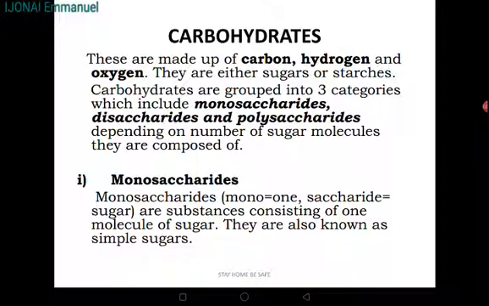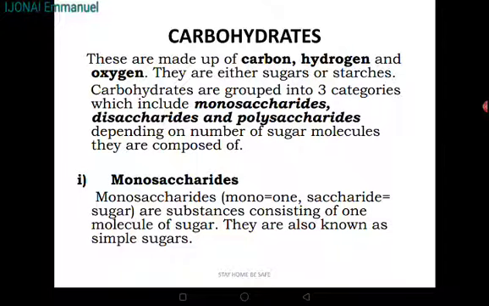There are three major categories of carbohydrates, and these include the monosaccharides. I want you to pronounce with me, monosaccharides. Then we have disaccharides. And then we have polysaccharides. So we have three: monosaccharides, disaccharides, and polysaccharides. This classification is dependent on the number of sugar units that exist in each compound.